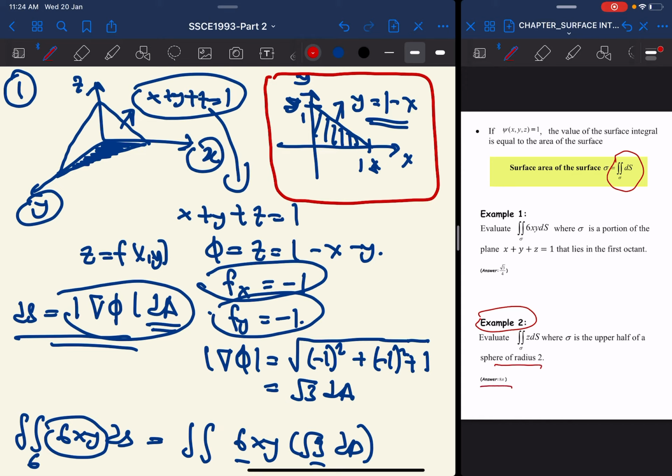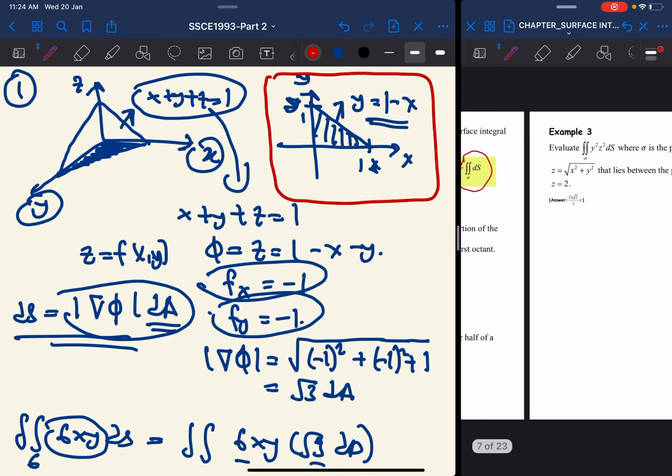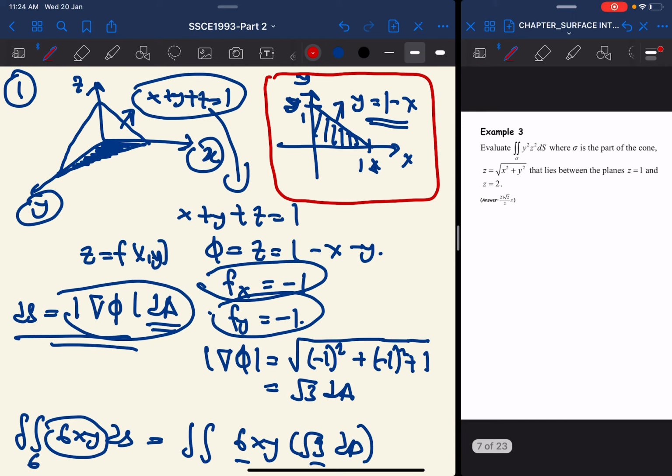I would like you to try it on your own. I have given you the final answer here. Same goes for this one, so you can try it on your own also. We'll discuss during our live session.